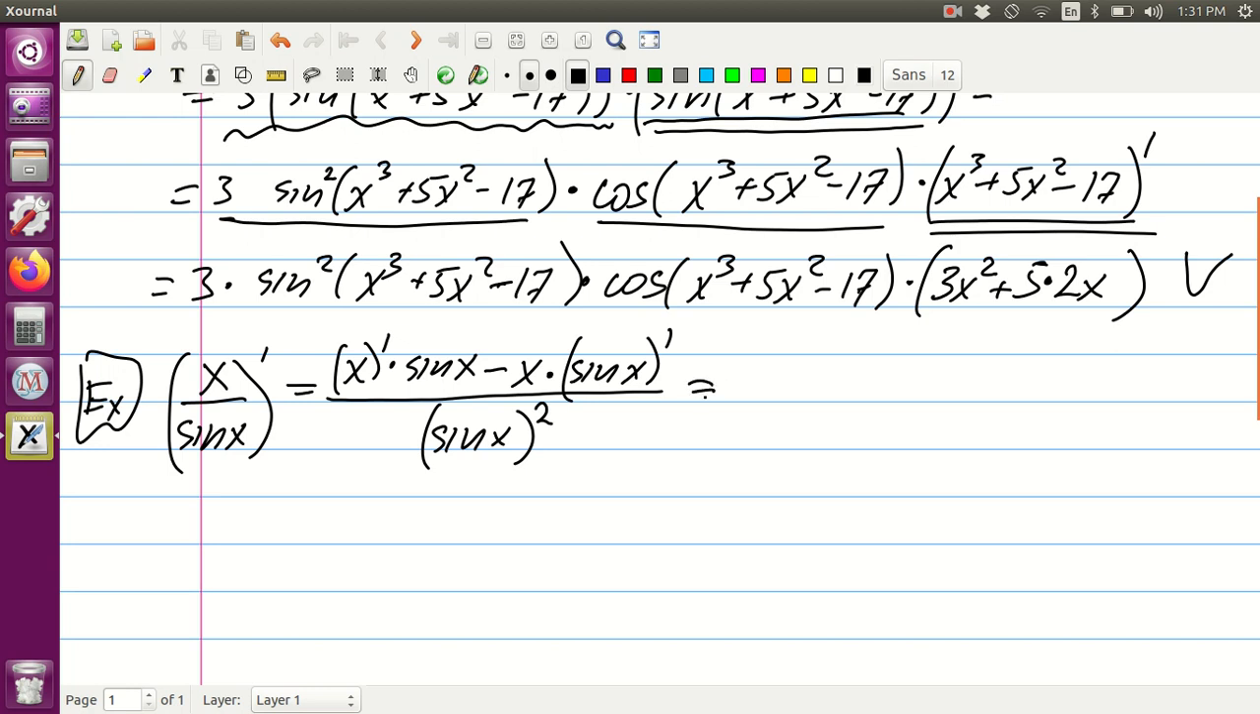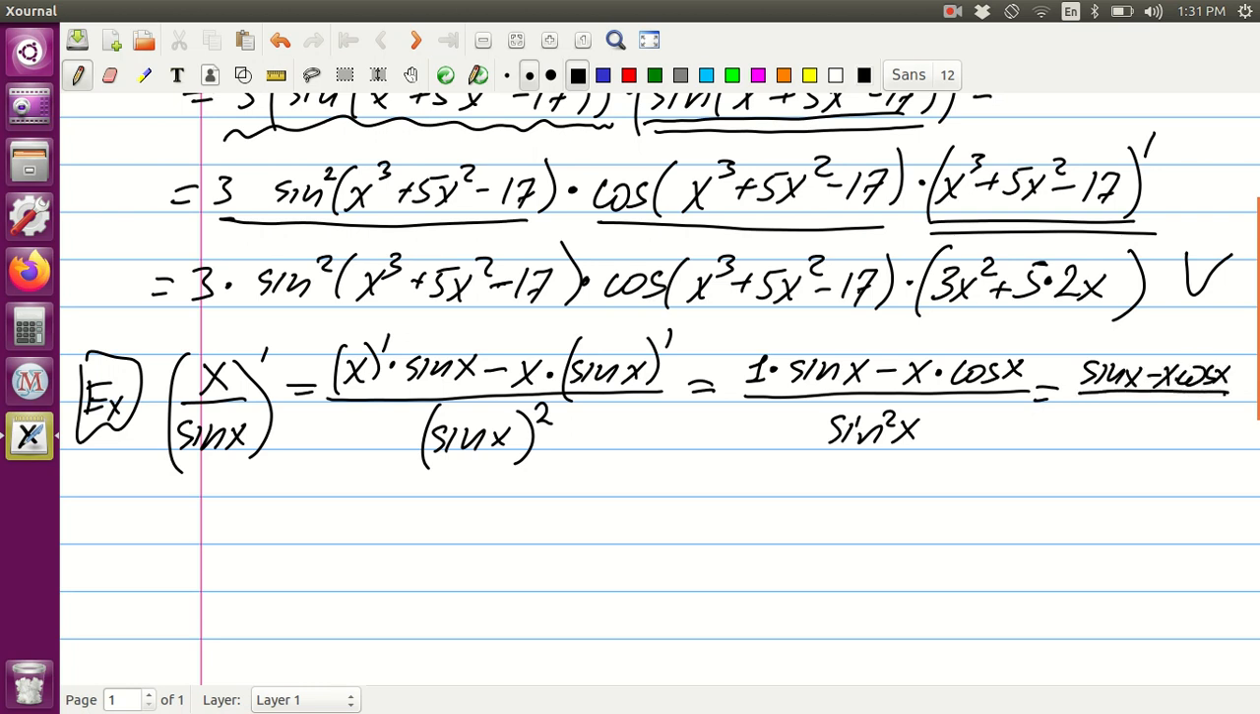Now we find the derivative of x, which is 1, times sine, minus x times the derivative of sine, which is cosine. And on the bottom we have sine squared of x. So finally our answer is sine of x minus x times cosine of x, divided by sine squared of x.